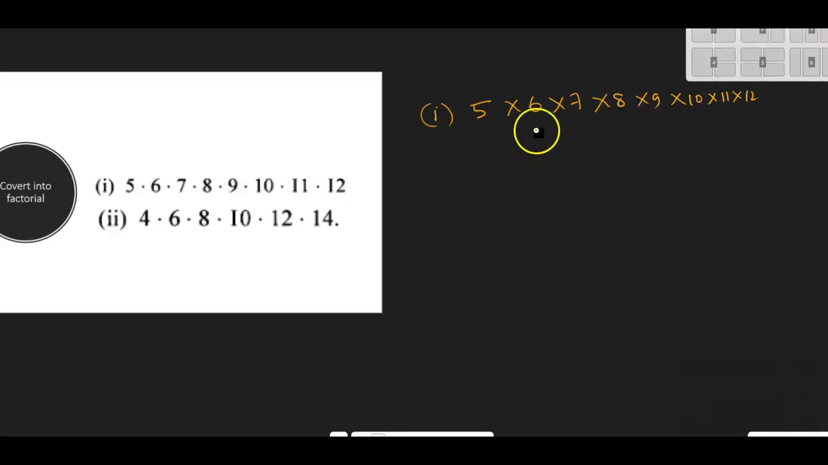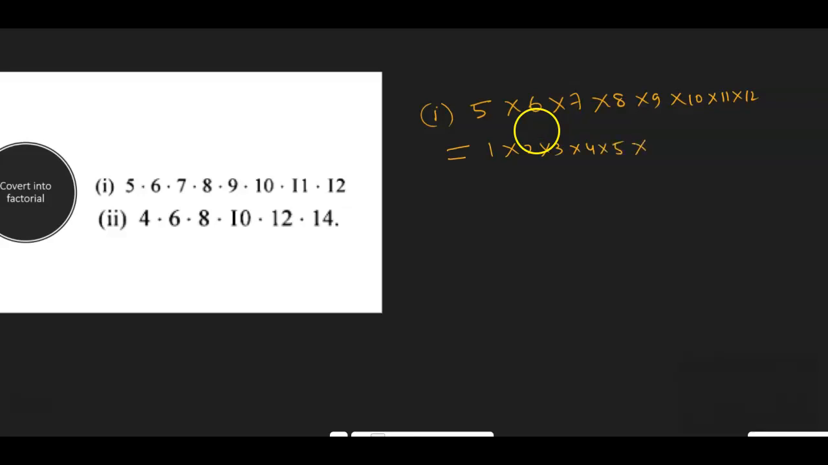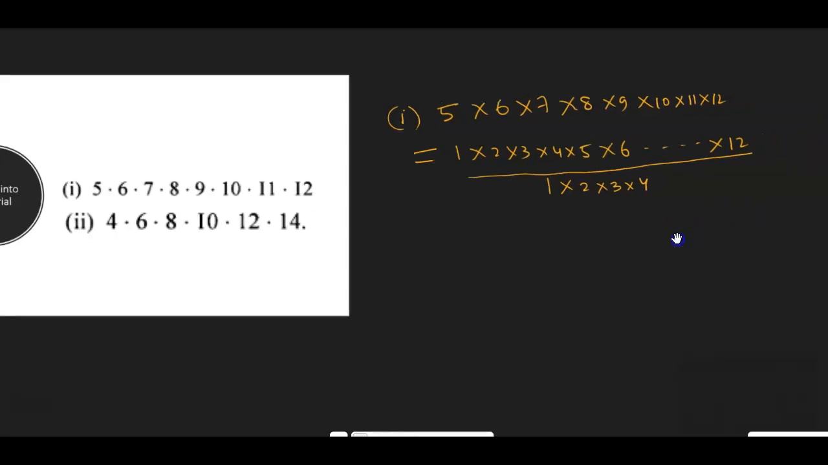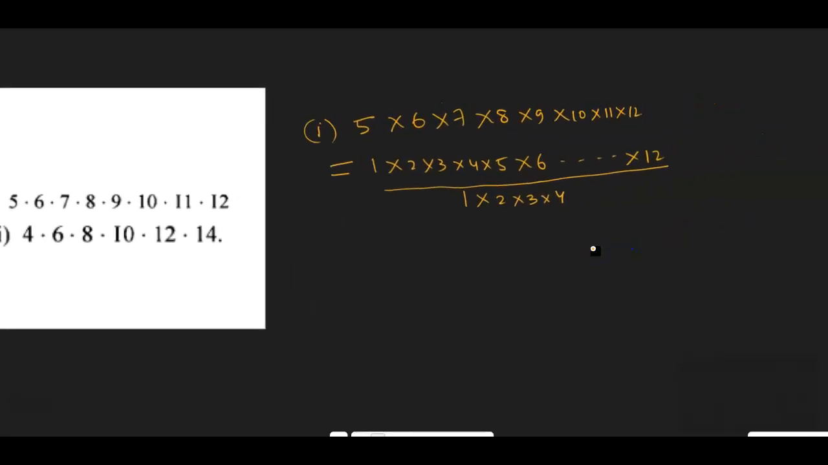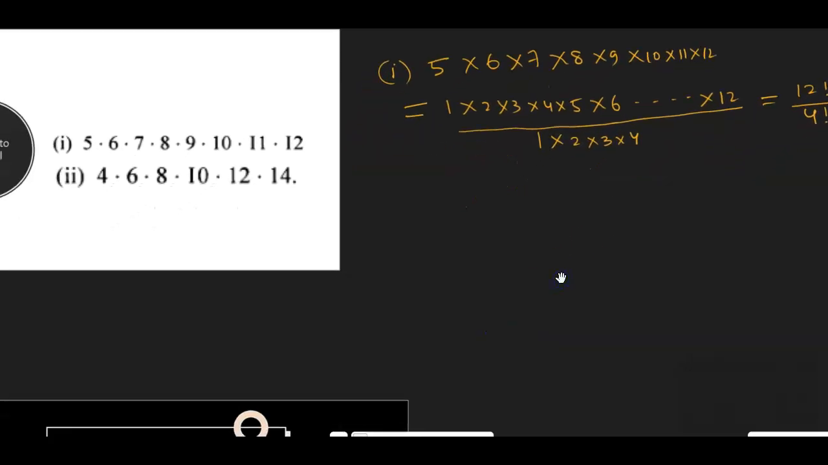But if we write in the next step this as 1, 2, 3, 4, 5, 6, in this manner up to 12, and divide the result by what you have multiplied here, then it is very simple. We can easily express it in terms of factorial. There you can see the numerator is a product of 12 natural numbers, factorial 12, and this is factorial 4. Done.